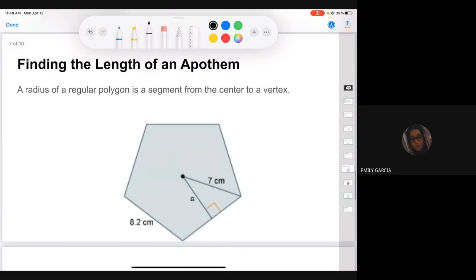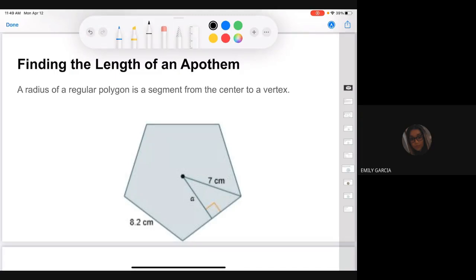So what if I get a problem like this? This one says a radius of a regular polygon is a segment from the center to the vertex. So we know what the radius is. If I want to find the area of this pentagon, this is a pentagon as well because it has 5 sides, I need to identify what A is. How am I able to identify the apothem if it's not given to me?